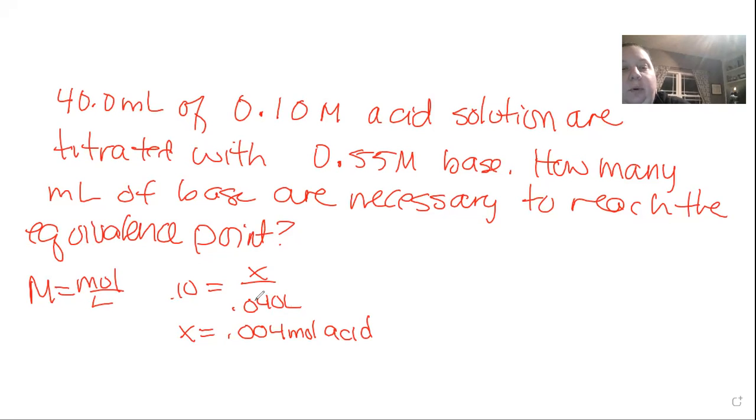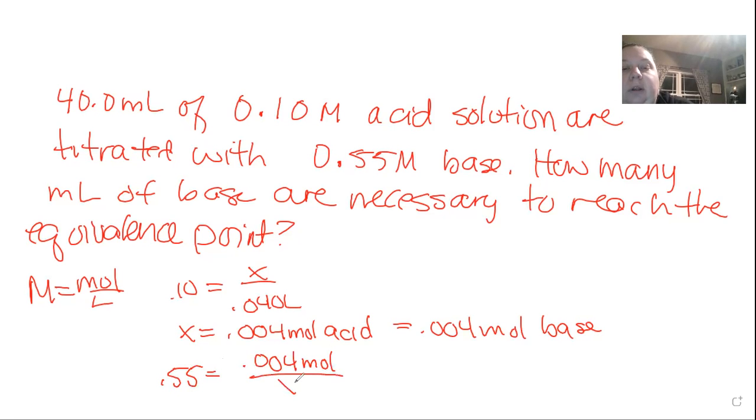So at my equivalence point, I know that I also have 0.004 moles of base. If I know my concentration of base and how many moles, I can figure out what volume of base I would need to reach that many moles of base. Again, I know its concentration is 0.55 molar. I know that I have 0.004 moles, but I want to know what volume. So do a quick cross multiply.